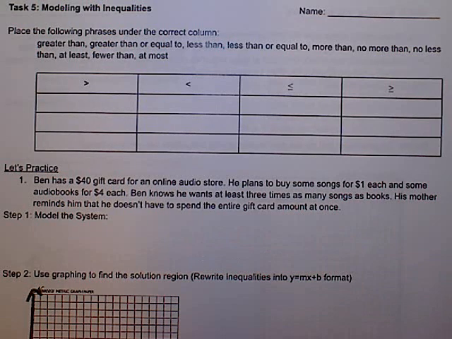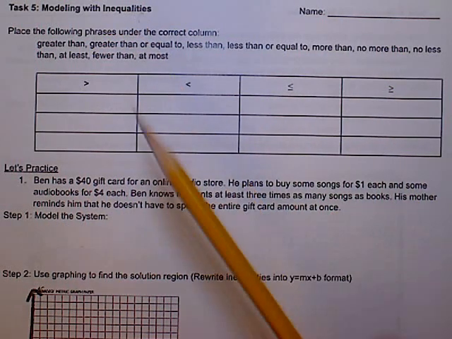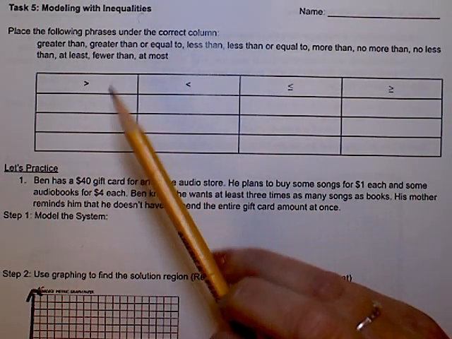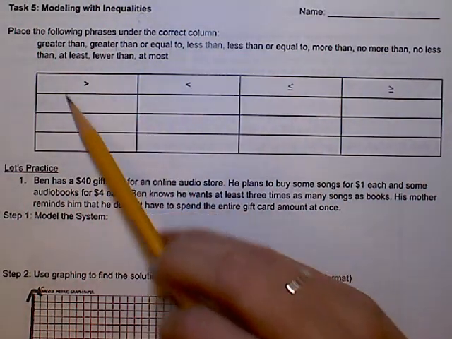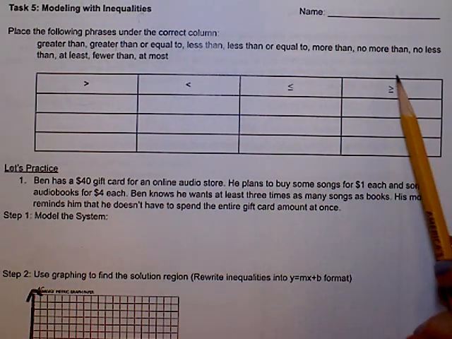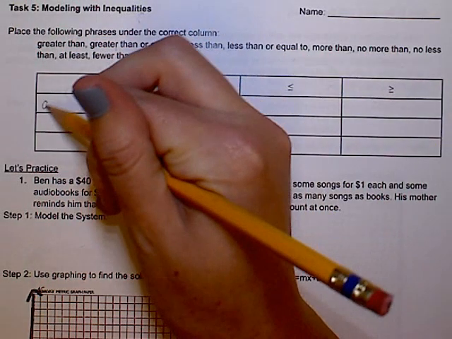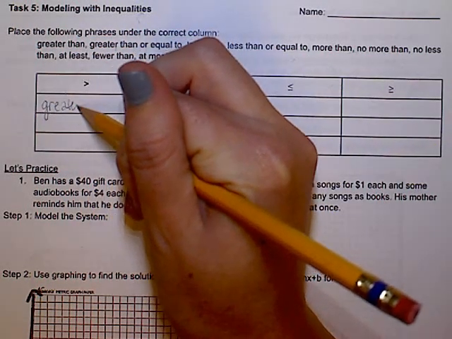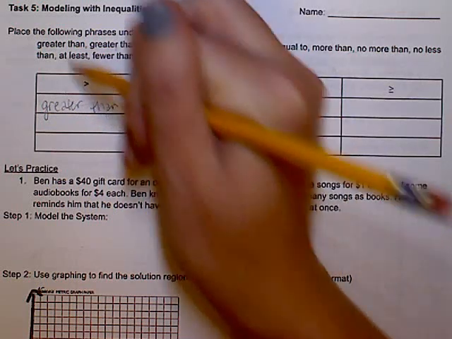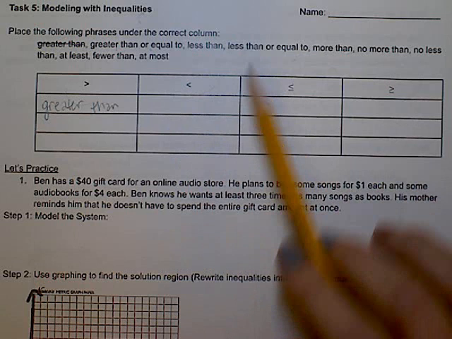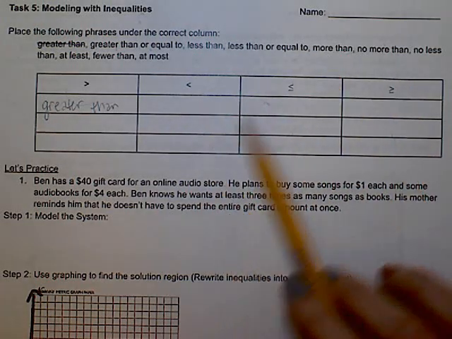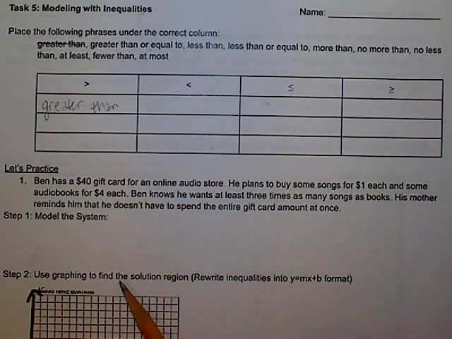All right, task 5. We're going to do some word problems with our inequalities today. What's going to be really important is that we know what these phrases mean and what symbol to use for each phrase. So we know that this first one is greater than, right? Greater than. But I want you to go ahead and take a moment and organize each of these phrases under which symbol you think might be its correct symbol, and then we'll check our answers.